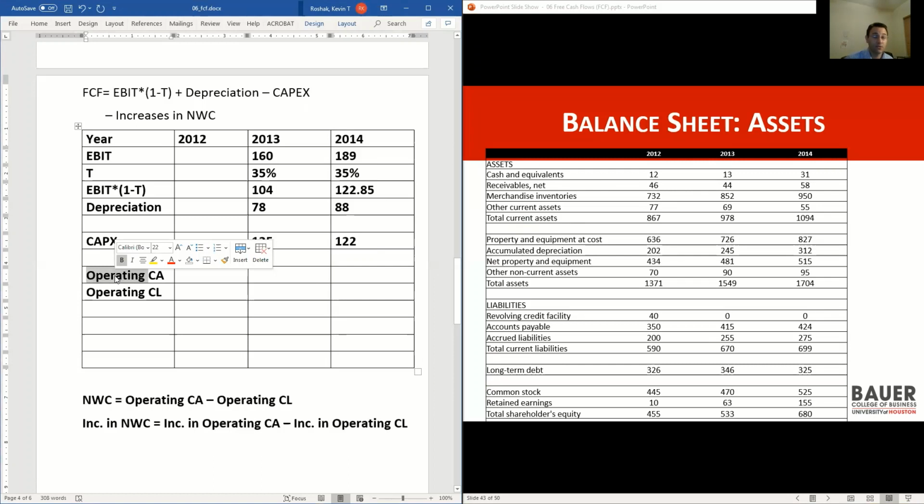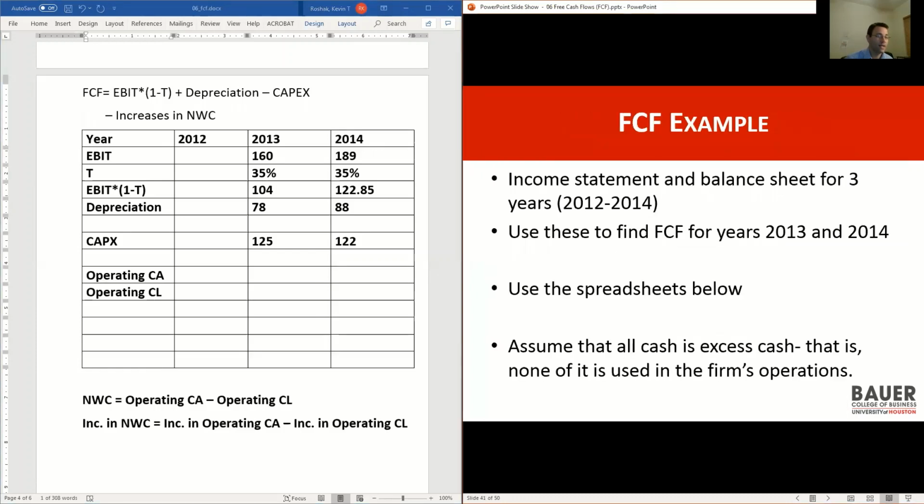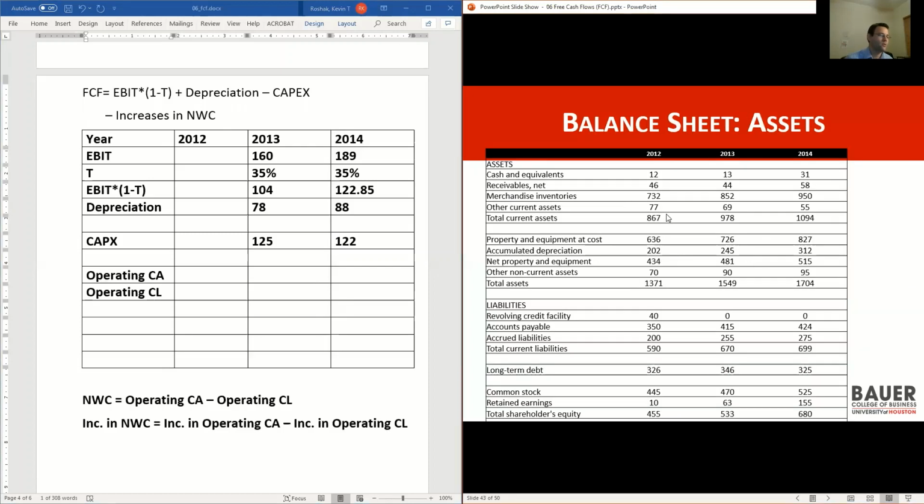Everything about free cash flows is about operations. So that means we don't include everything. What do we not include? Well, here we're not going to include cash. Remember our assumption here, all the cash is excess, so it's not used in the operations. So it's almost 867. It's 867 minus 12. That gives us our operating current assets in 2012. We can do the same thing for the liabilities.